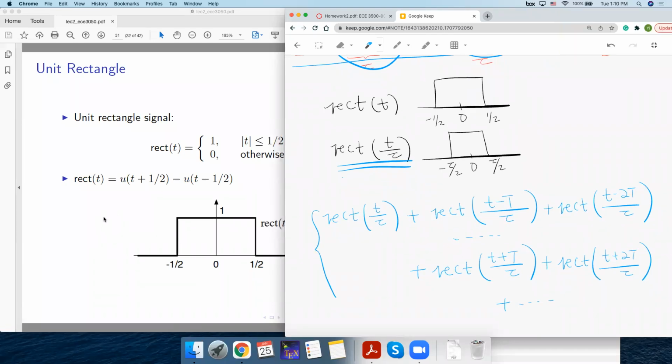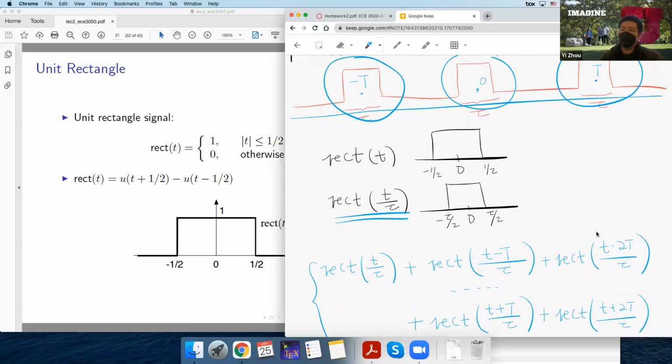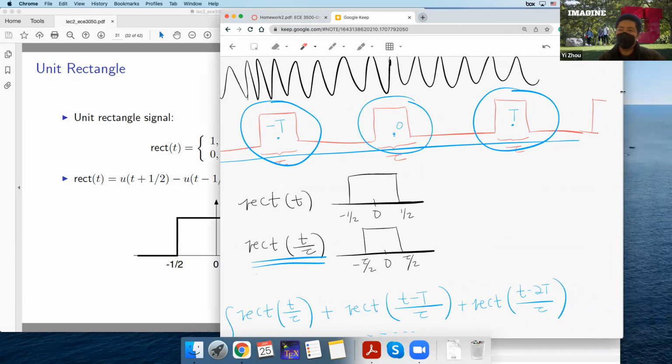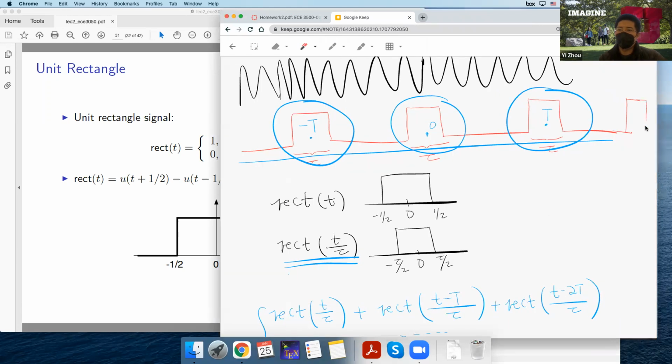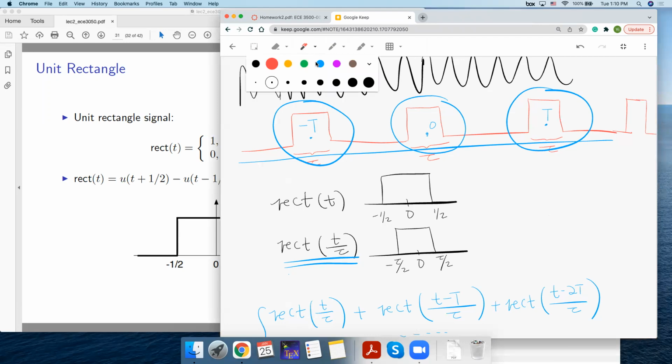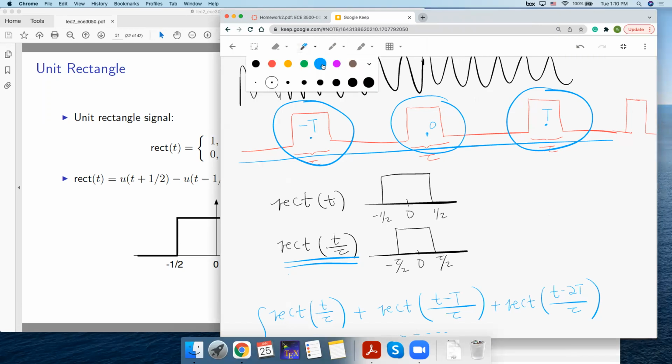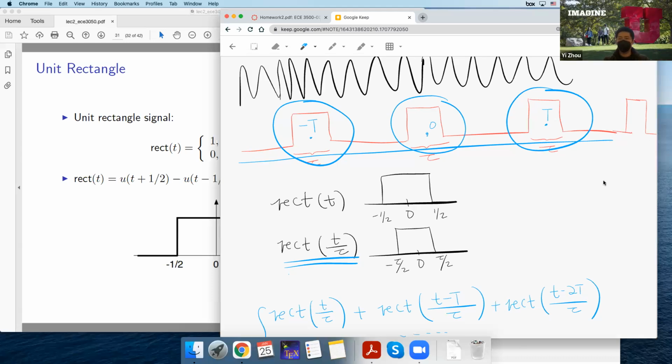I have a question. Yes. Can you explain the last part again where it's t minus 2T? Oh, yeah, this one corresponds to, imagine this periodic window goes forever, so you have another window here. Oh, I see, you're describing the second one. Okay. Yeah, the second one to the right.